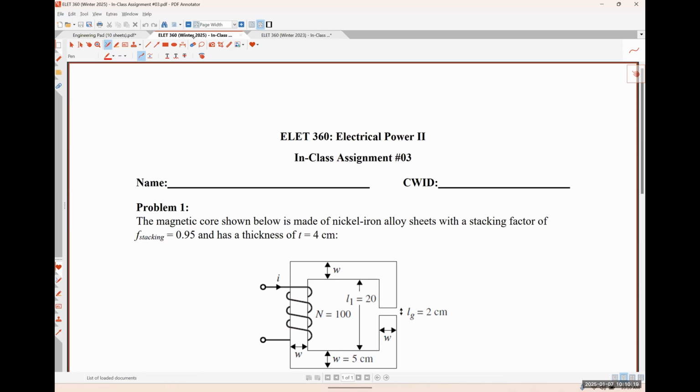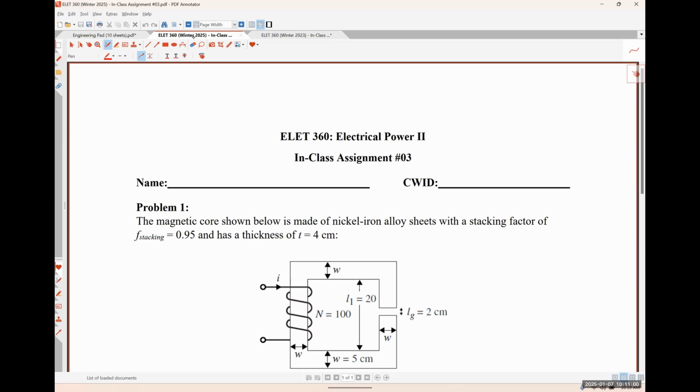Stacking factor is effectively a measure of how much of your core is actually the core material, and the remainder of it is some type of insulation. Our cores for magnetic circuits are very often made of very thin laminated sheets of ferromagnetic material separated by insulators. We do that so that we don't have large eddy currents propagating around our system, because those large eddy currents are going to accidentally induce magnetic fields in the opposite direction and will tend to damp down our system.